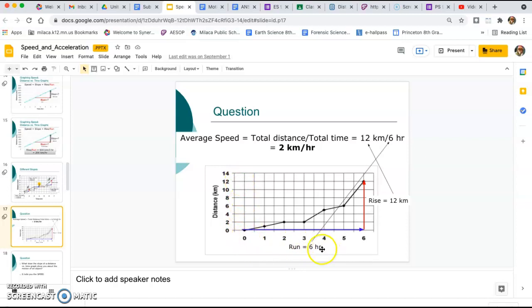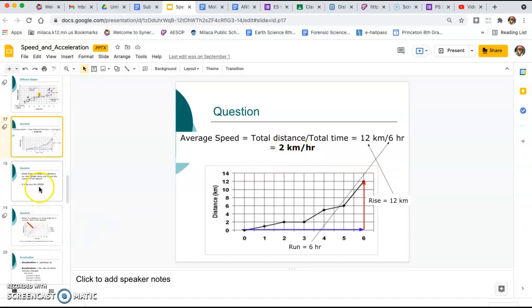Now I have to look at the run. Okay, this is in hours. It doesn't tell you that, but down here, this should be labeled hours. I started at 0 hours and I went all the way to 6 hours. So my first point was at 0. My second point was at 6. So 6 minus 0 is 6. So the total distance, 12 kilometers, over the total time, 6 hours, will give me the average speed of 2 kilometers per hour. Did my speed change in there? Absolutely it did. How do I know that? Because the slopes are different at different points. But from beginning to end, my rise over my run gives me my average speed, which would here be 12 kilometers per 6 hours, and I divide that out, would be 2 kilometers per hour.